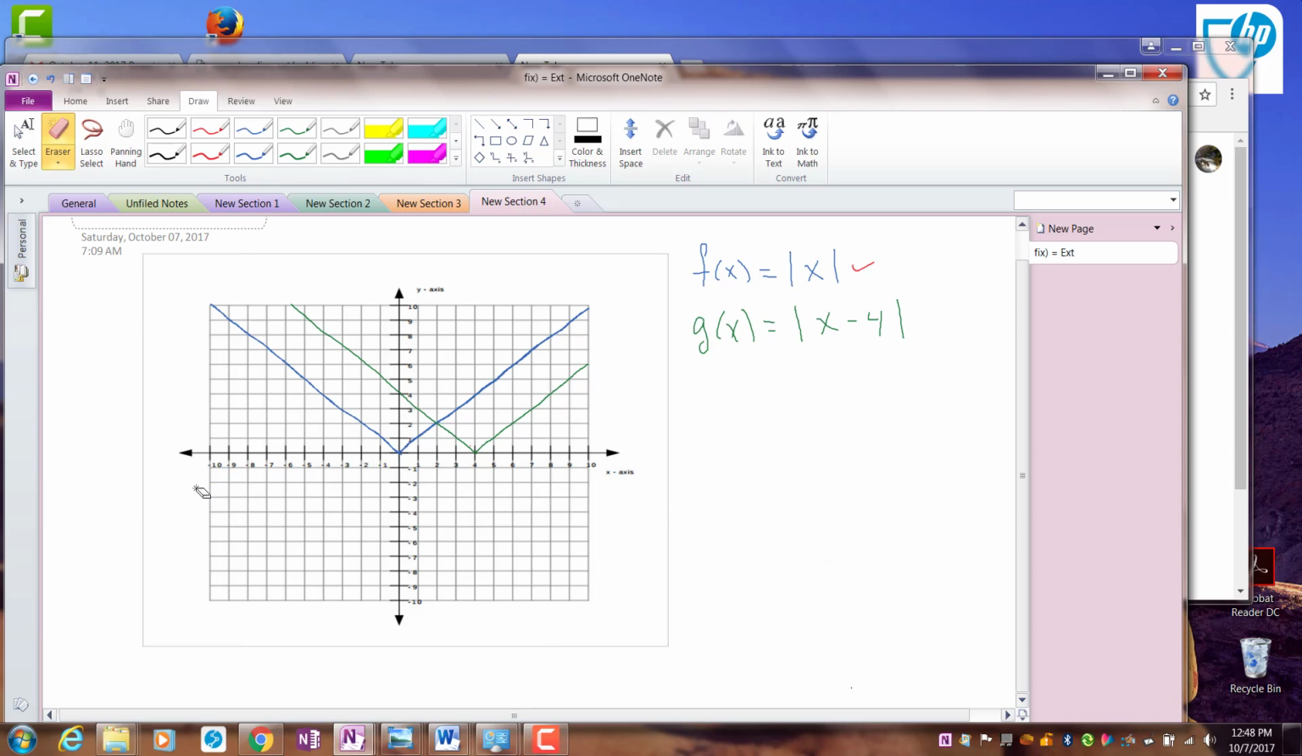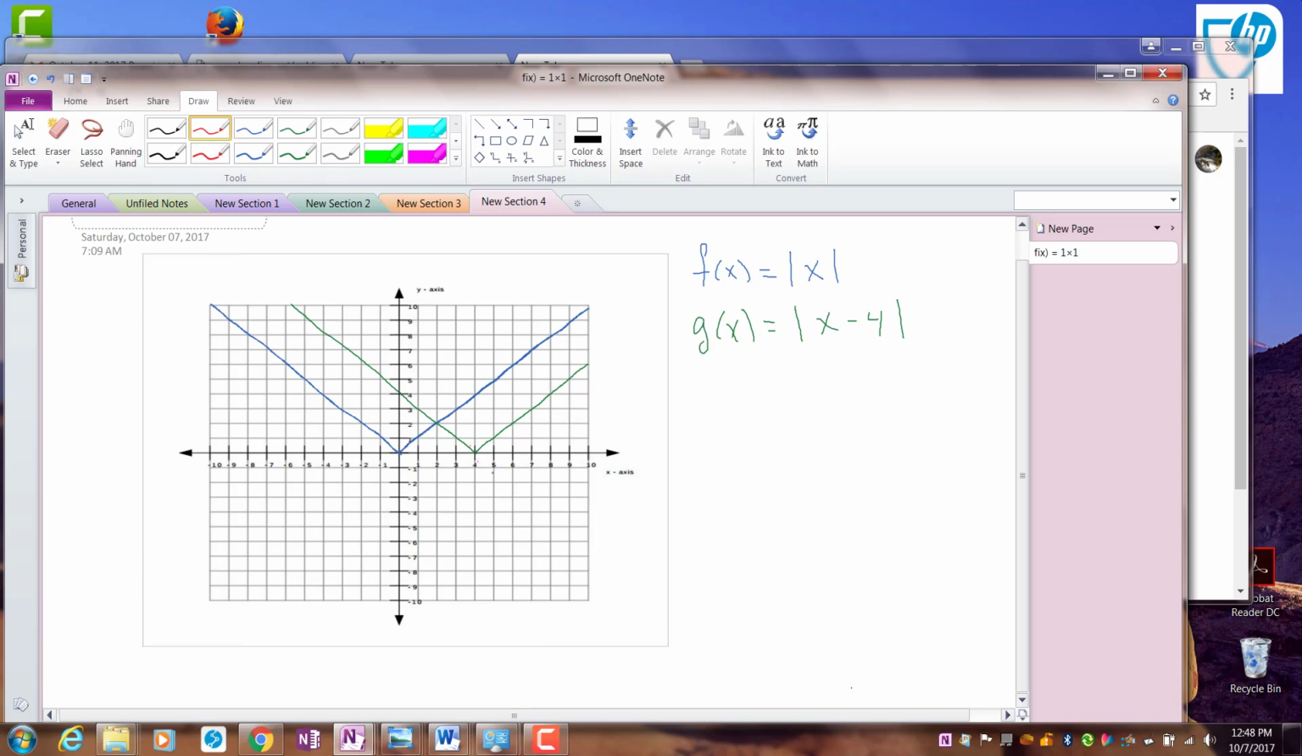Okay. A little bit about transformations. So if we call f of x the parent function, and g of x is a transformation of the parent function f of x, we see this minus 4 right there. And that minus 4 is taking f of x and moving it to the right 4 spaces. And there is the new vertex for g of x. It's right there, 4 comma 0.